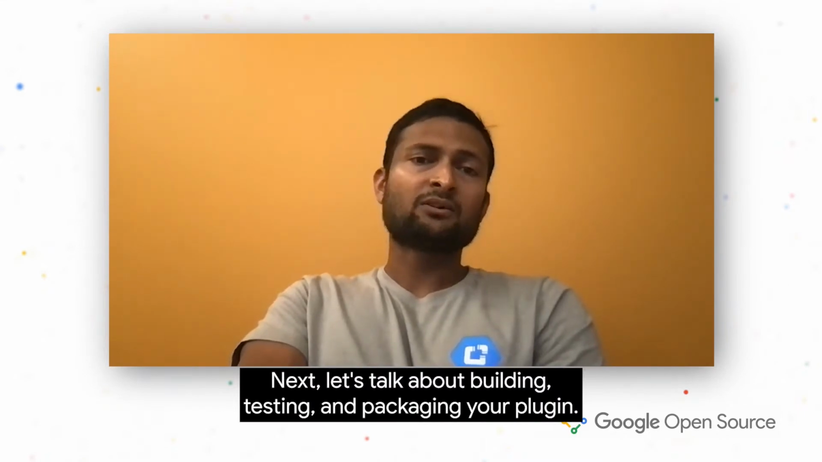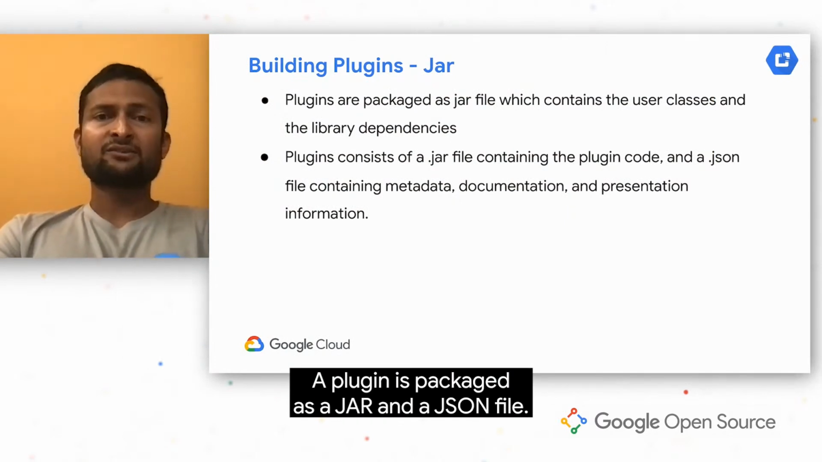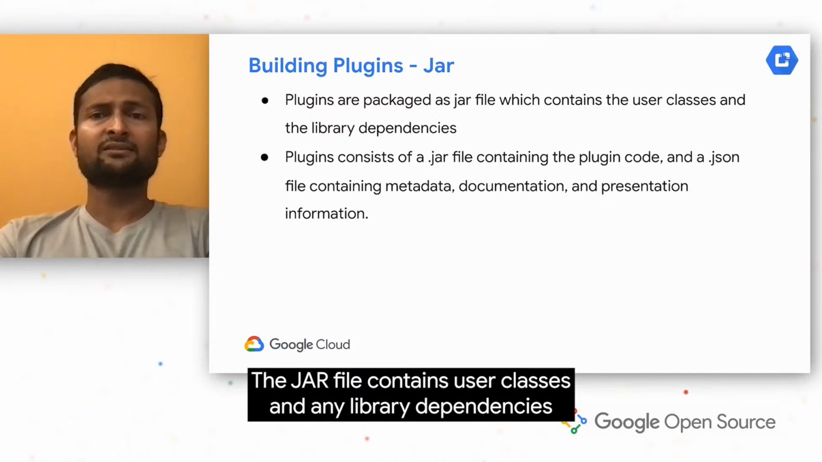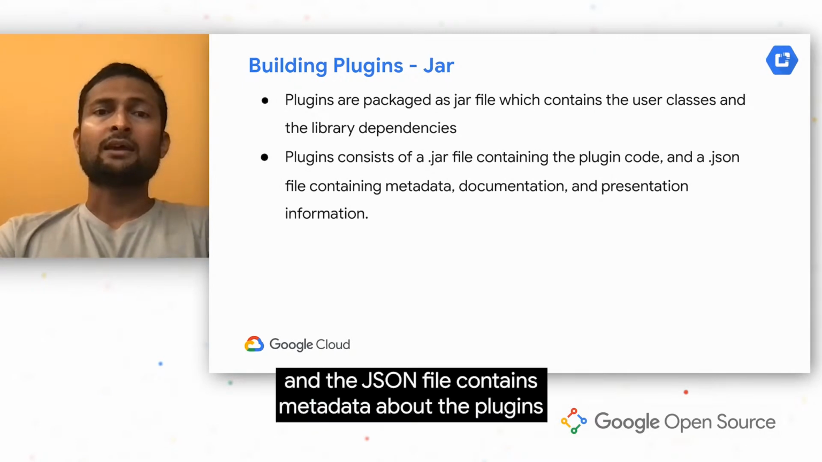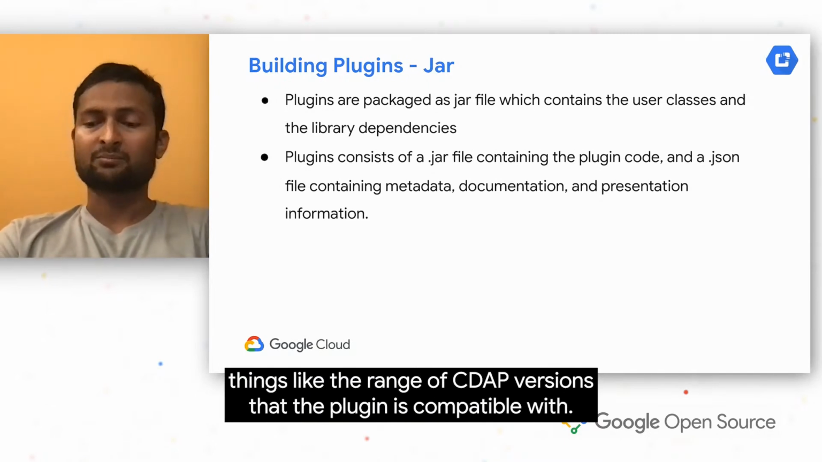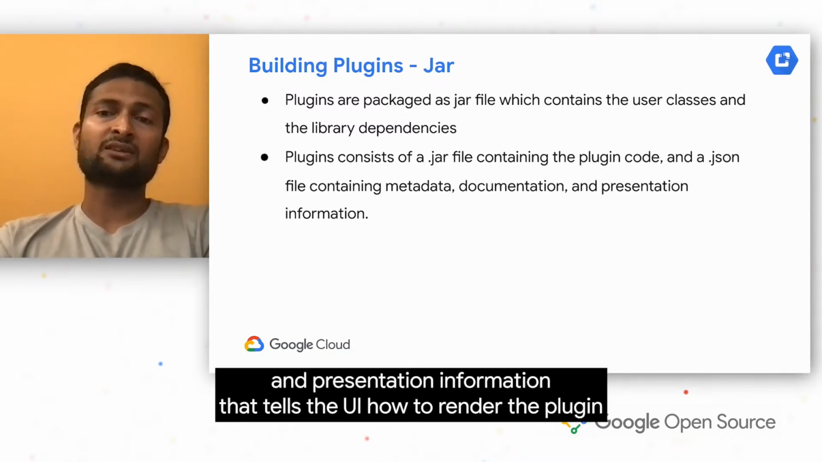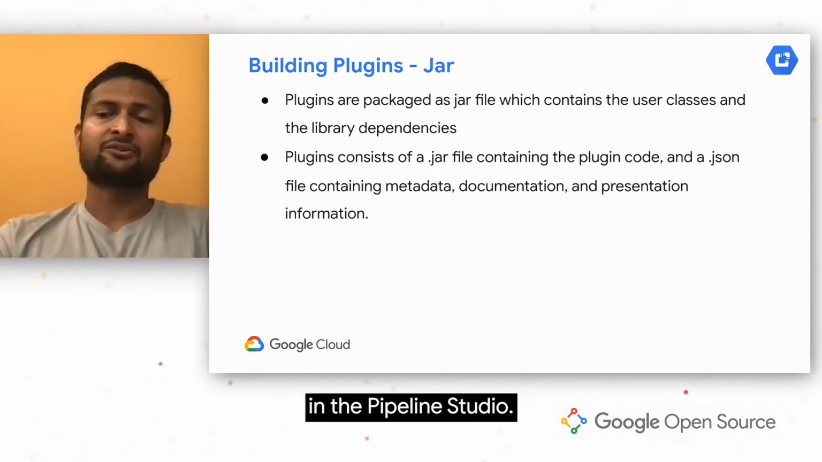Next, let's talk about building, testing, and packaging your plugin. A plugin is packaged as a jar and a JSON file. The jar file contains user classes and any library dependencies, and the JSON file contains metadata about the plugin, things like the range of CDAP versions that the plugin is compatible with. It also contains plugin documentation that's rendered in the UI and presentation information that tells the UI how to render the plugin in the Pipeline Studio.